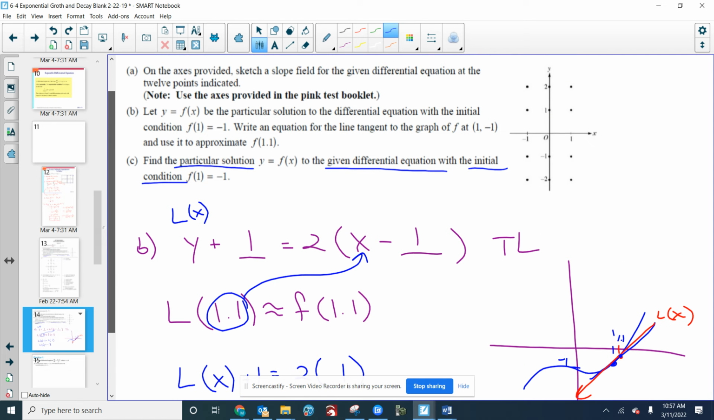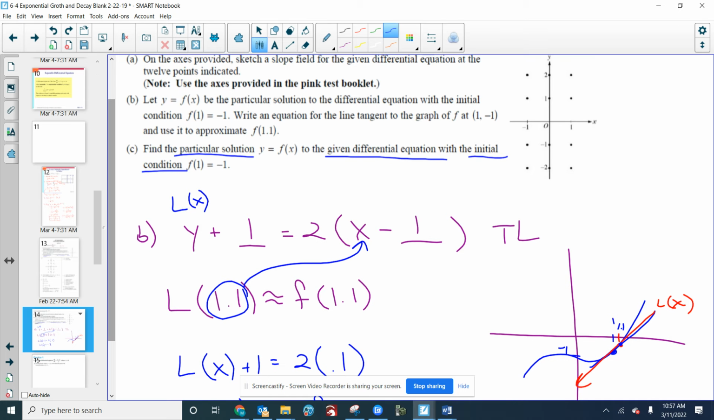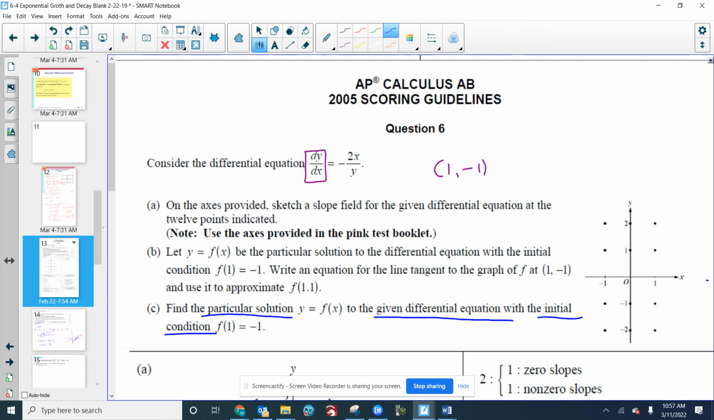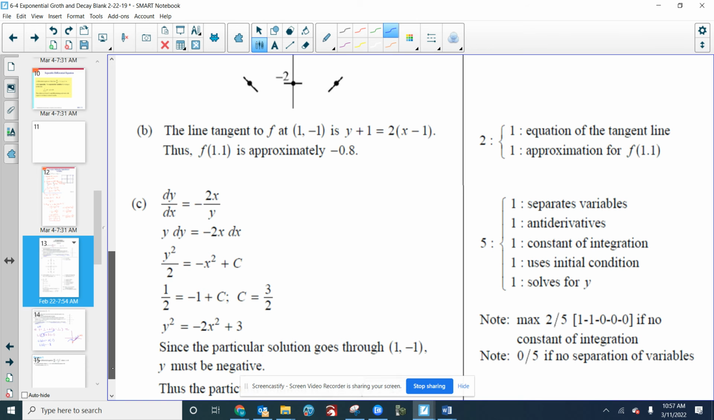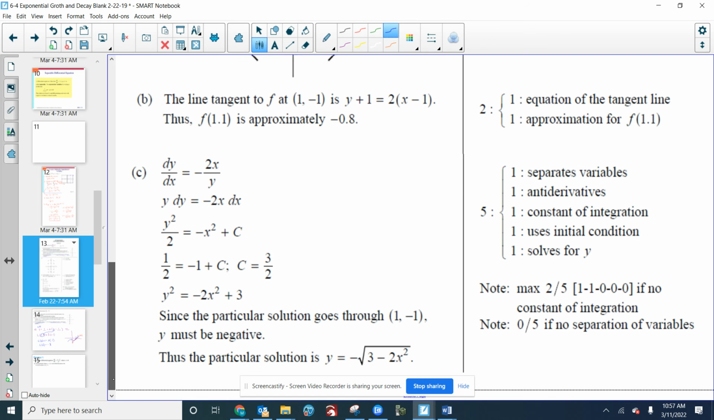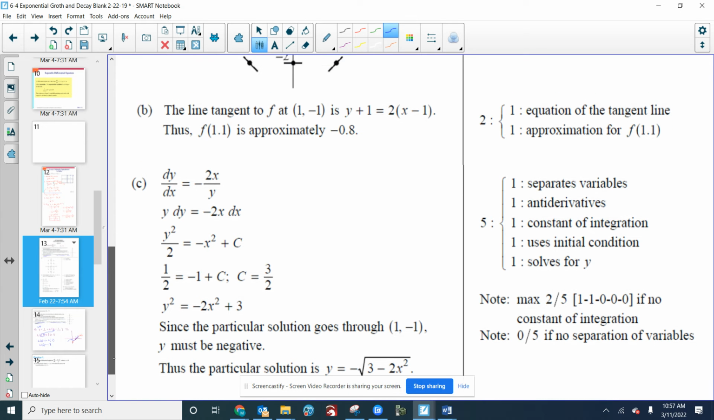C, find the particular solution. This is where most of your points are going to be, just out of curiosity. I'm going to see how many points out of 9 they put it for this question. It was 5. 5 out of 9. That's almost 5/9, okay?